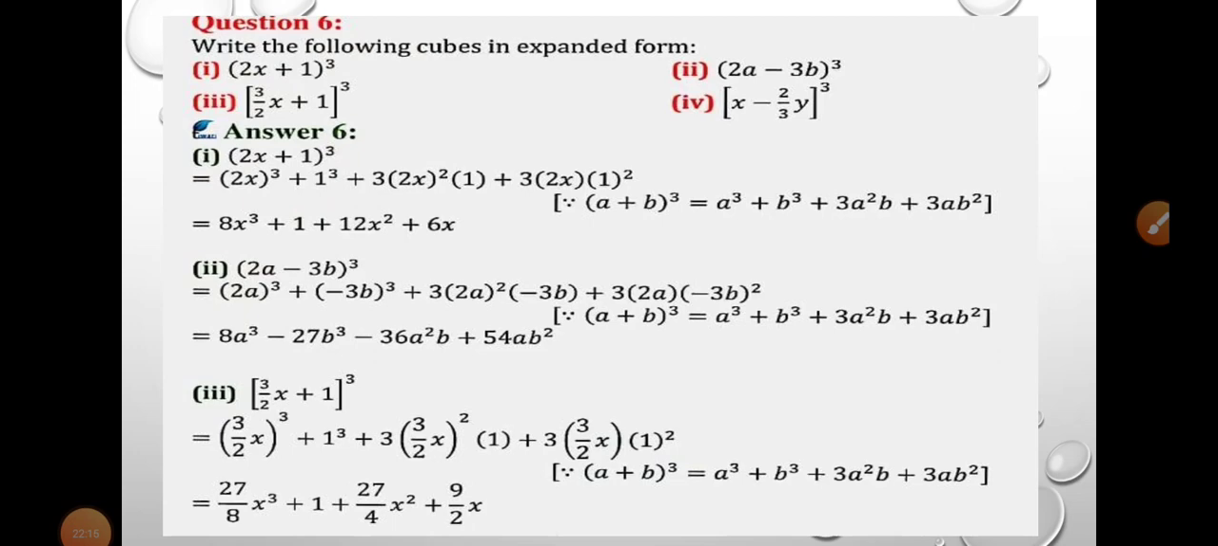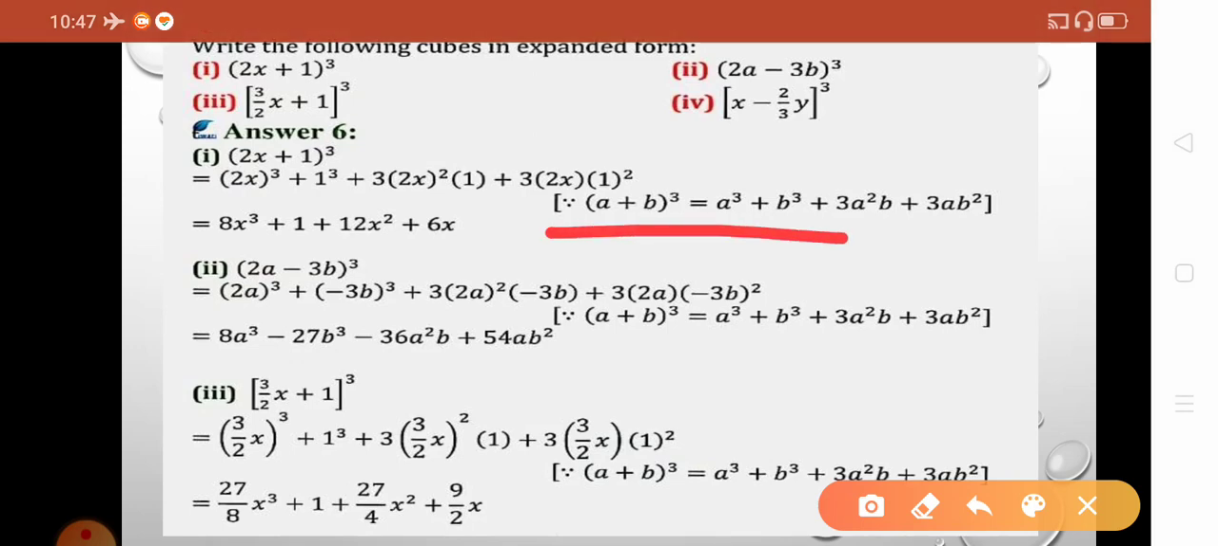So we will use the identity given here and we will get our answer. Next question: write the following cubes in expanded form. You are given 2x plus 1 whole cube. Simply use the identity a plus b whole cube, and the formula is a cube plus b cube plus 3a square b plus 3ab square. You will identify the value of a here. The value of a is 2x and the value of b is 1. You will simply put the values and open the formula.